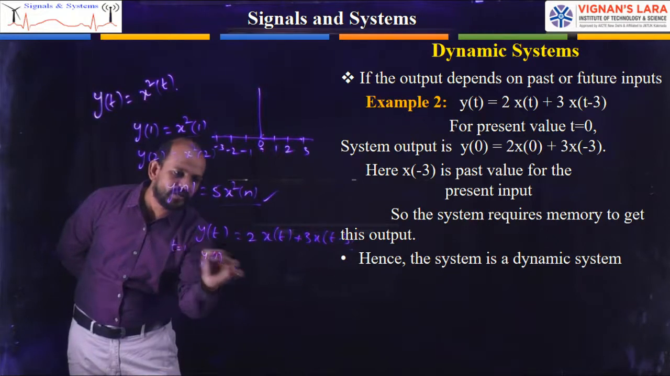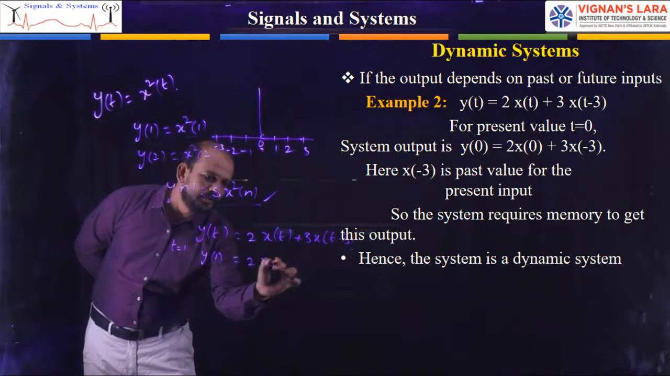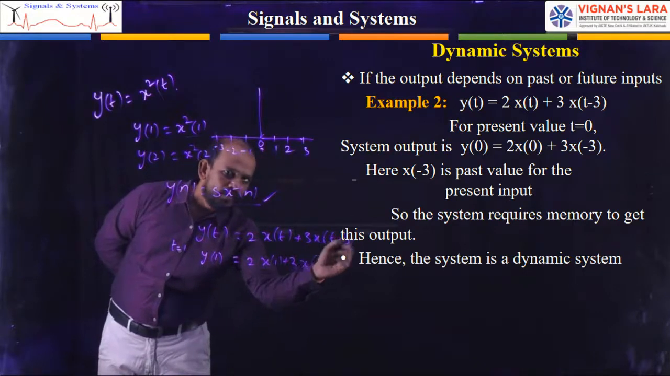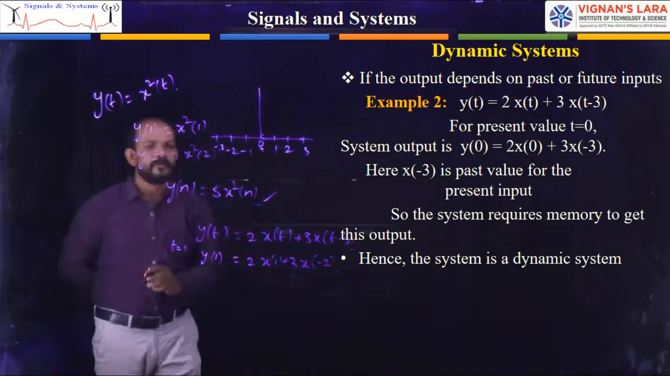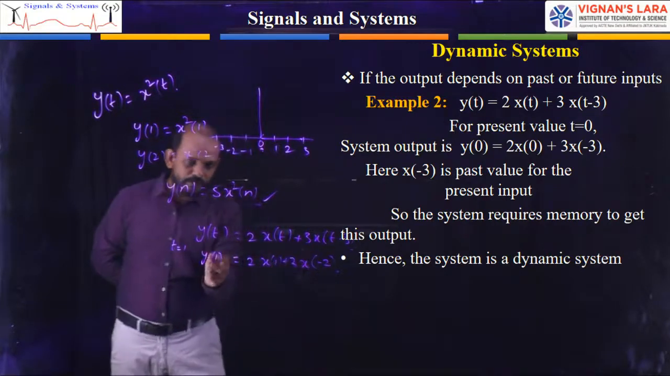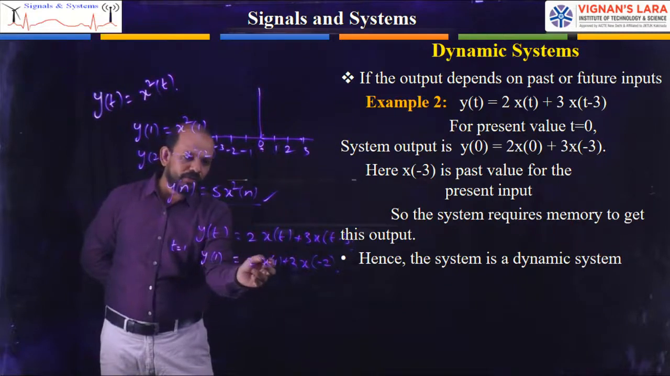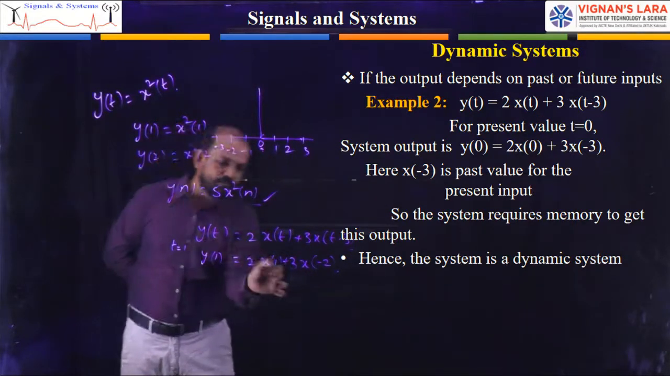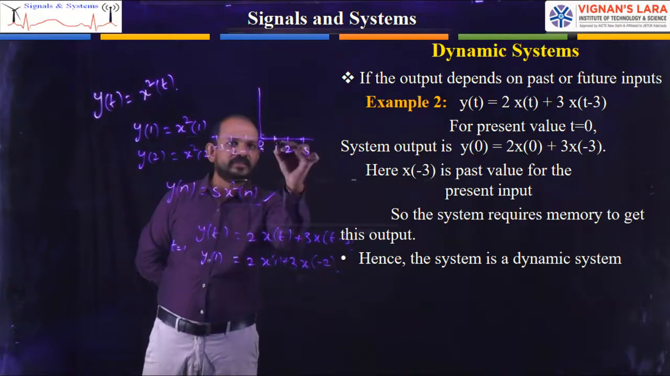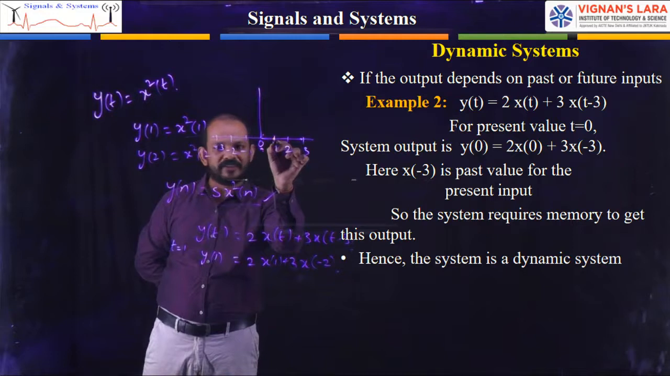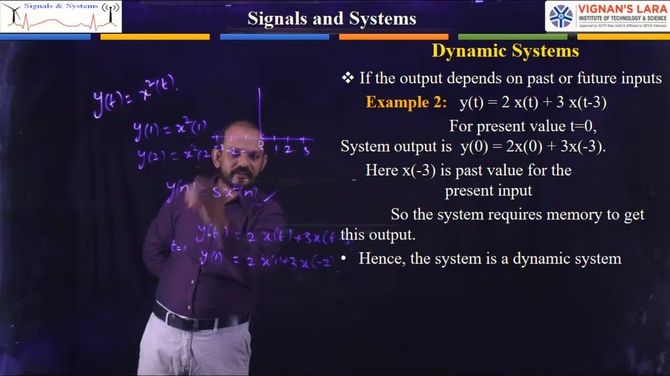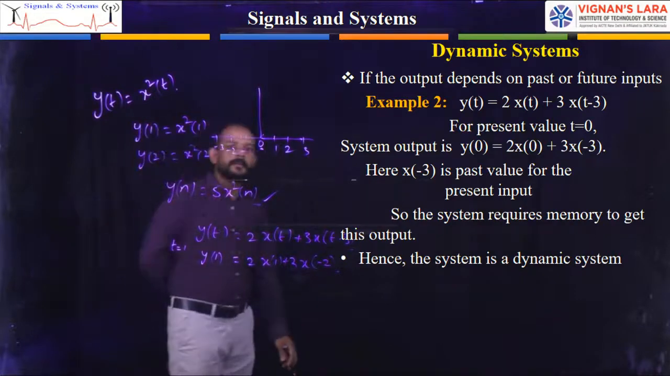Or you can take t equal to 1. So y of 1 equal to 2 into x of 1 plus 3 into x of 1 minus 3, that is minus 2. Now the output at 1, that is y of 1, equal to 2 into x of 1, that is a present input, plus 3 into x of minus 2. And what about x of minus 2? Minus 2 is this one, that is the past value. So here also the output is depending on the past values.